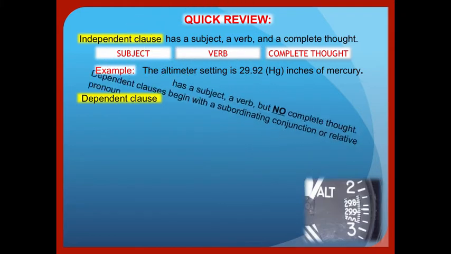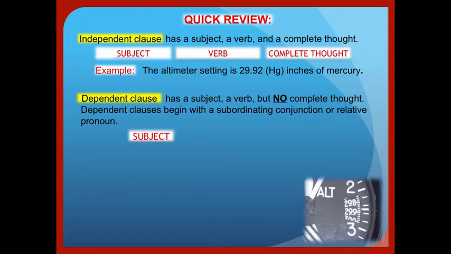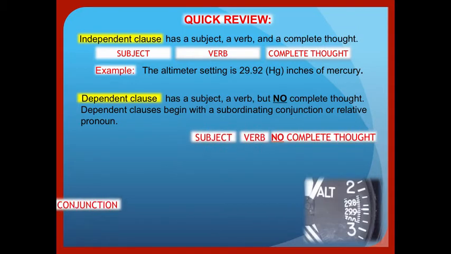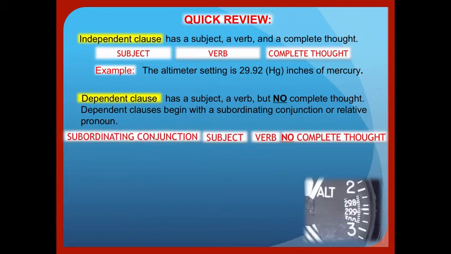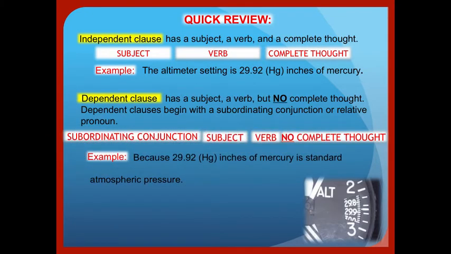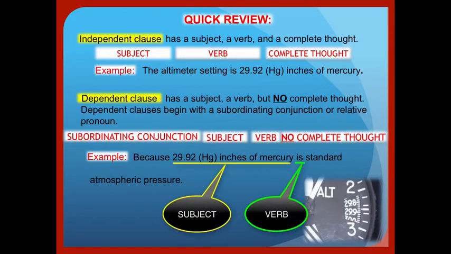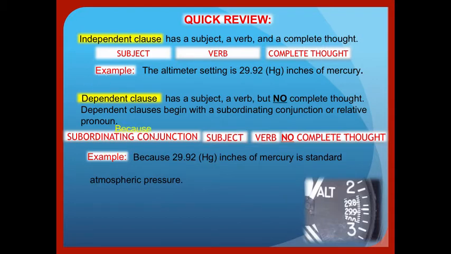A dependent clause also has a subject and a verb, but it does not have a complete thought. There is no complete thought because a dependent clause begins with a subordinating conjunction or relative pronoun. For example, the sentence, because 29.9 inches of mercury is standard atmospheric pressure, has a subject and a verb. However, the subordinating conjunction because creates an incomplete sentence.